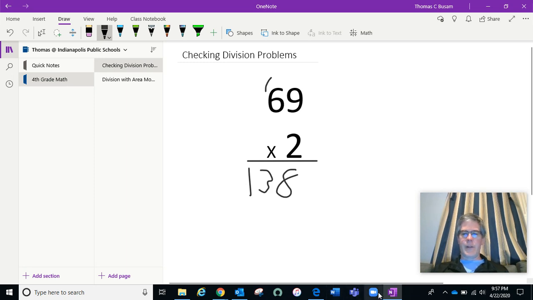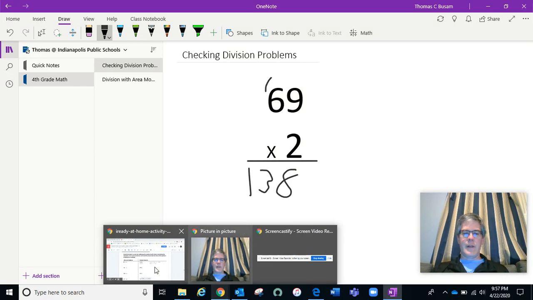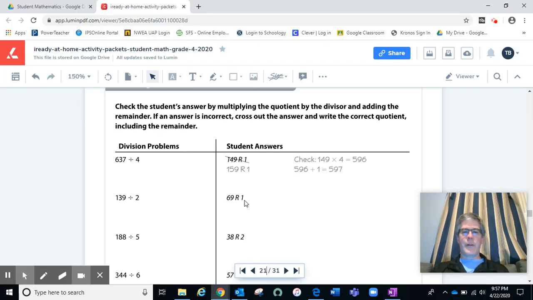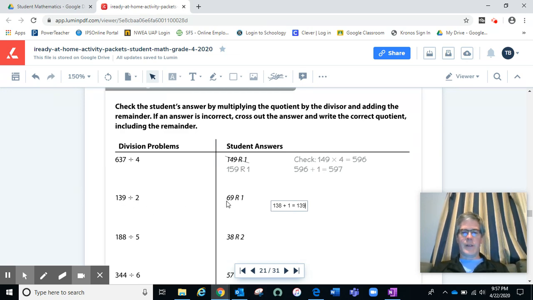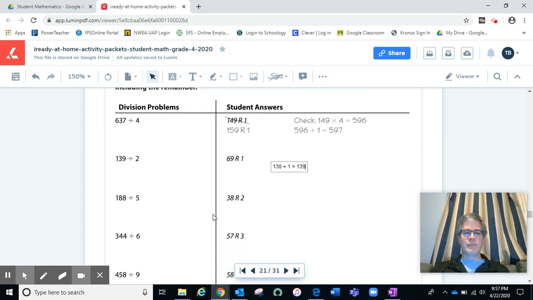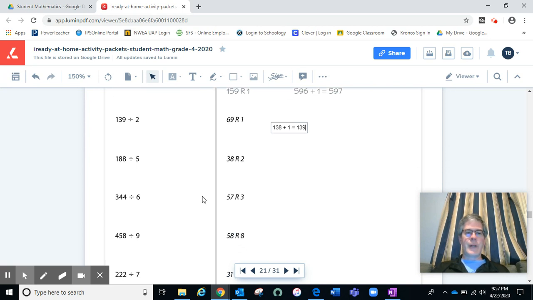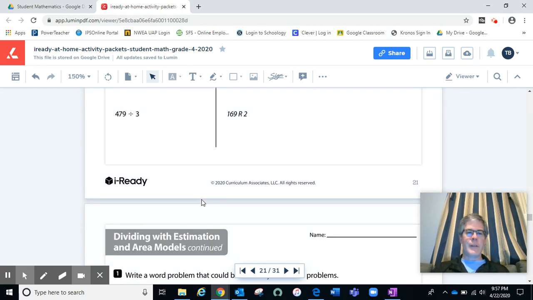So we have 138 initially. So 138, then with our remainder of 1, if we take 138 plus 1, that is going to equal 139, which is the same as our original dividend. So in this case, this answer was correct, 69 with a remainder of 1. Go ahead and on the other ones, follow the same process. If it's not correct, do the division by whatever method you're comfortable with.